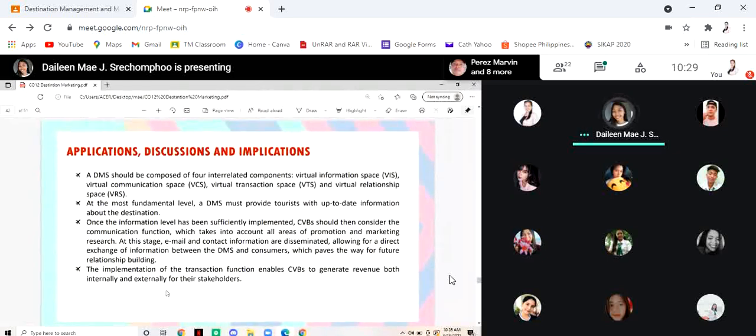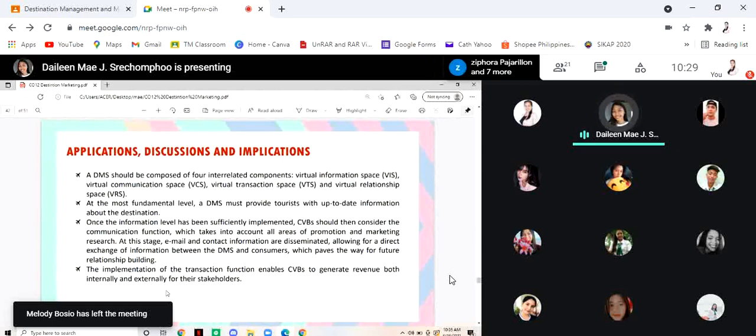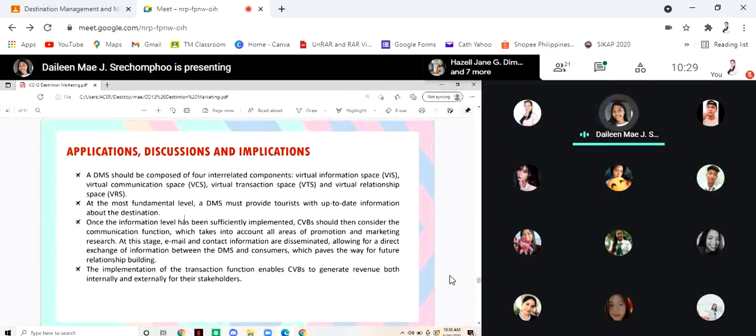Application, discussion, and implications. A DMS should be composed of 4 interrelated components. Yun nga yung nabanggit: VIS, BCS, DTS, and BRS. At the most fundamental level, a DMS must provide tourists up-to-date information about destinations. Once the information level has been sufficiently implemented, CVB should then consider the communication function, which takes into account all areas of promotion and marketing research.